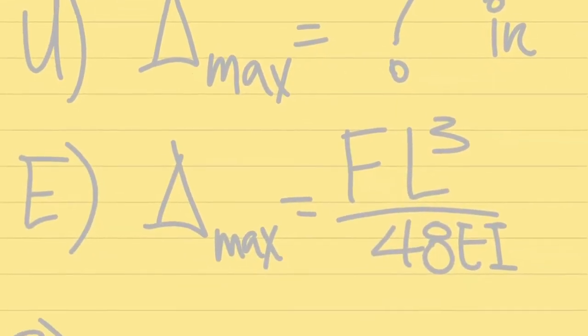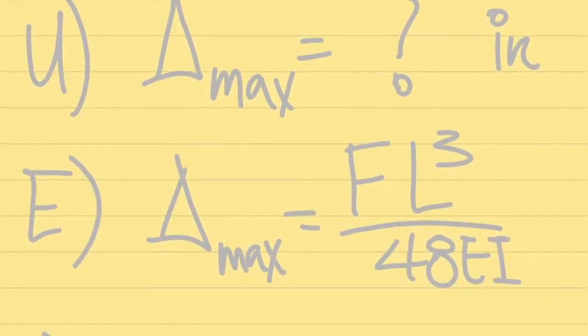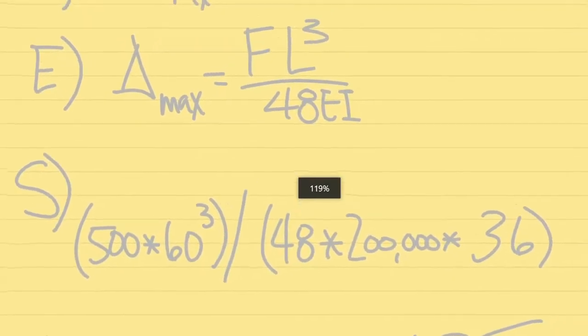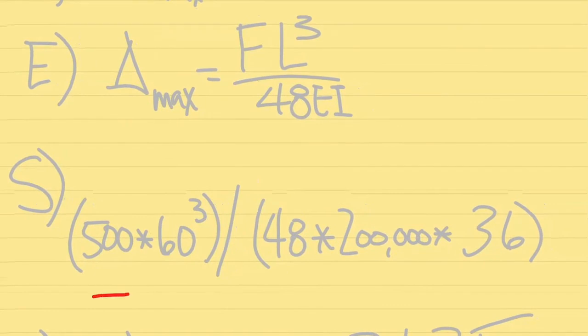Our equation is our delta max equation: force times the length cubed divided by 48 times the elasticity times I. And then we have our substitution. So this is what I'm going to put in the calculator: 500 times 60 cubed divided by 48 times 200,000 times 36.